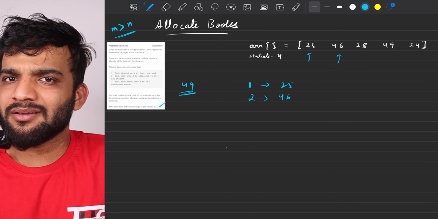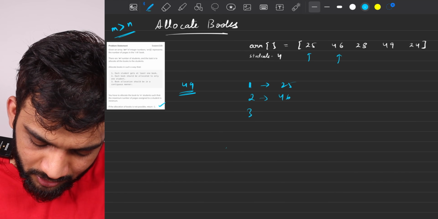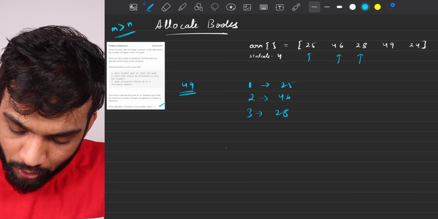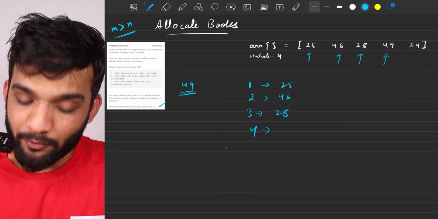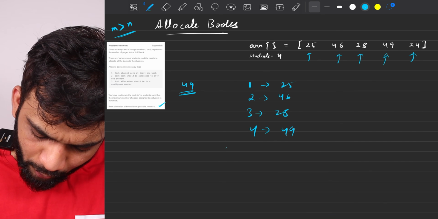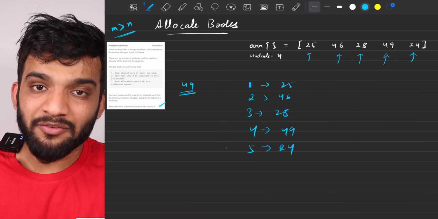Can he take 28? He cannot because it will exceed. So student 3 will take 28. Can he take 49? No. So 49 will go to student 4. And then, can he take 24? No. So 24 will go to student 5.